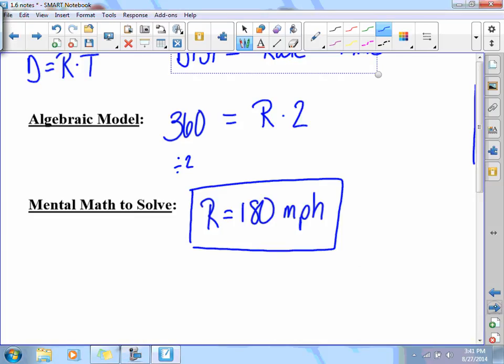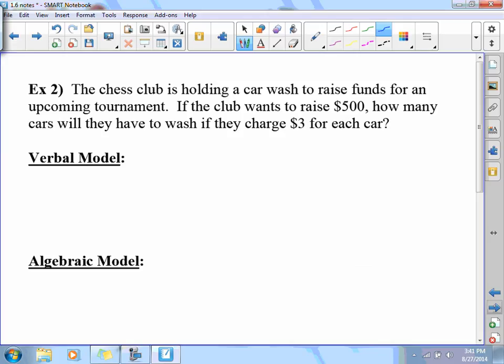Okay, for example 2, we're going to read a problem about the chess club. The chess club is holding a car wash to raise funds for an upcoming tournament. So picture that in your head. You're on the chess club or any club. It doesn't have to be chess, any club. You're going to plan a car wash. You're going to raise some funds for your group so you can go to different tournaments.